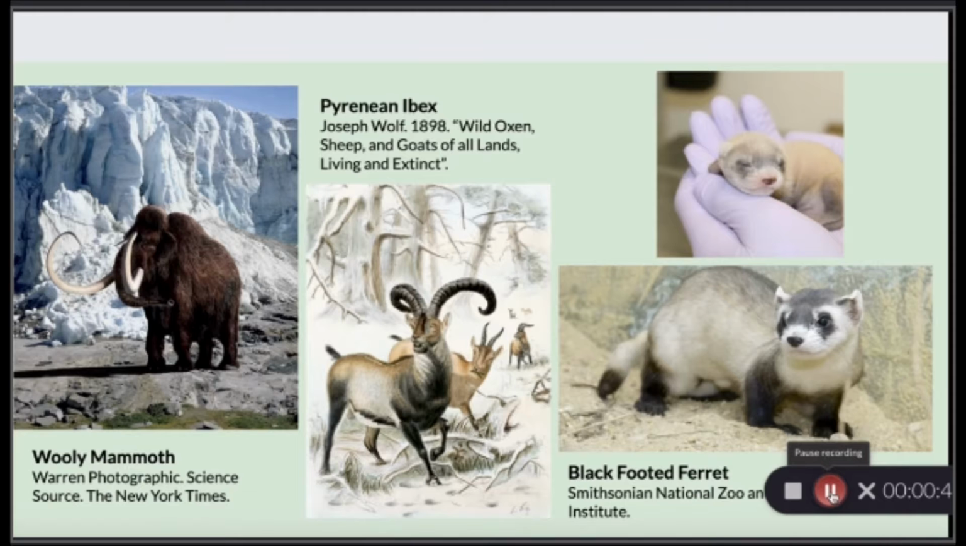These three species were contenders or considered for de-extinction. The woolly mammoth was a serious contender, but it's still proving to be a little bit difficult. The Pyrenean ibex underwent cloning and was released into the wild as a clone. Unfortunately, it was one of the only species to go extinct twice. The black-footed ferret is currently an endangered species within the United States, and it underwent cloning and was the first U.S. endangered species to undergo cloning.